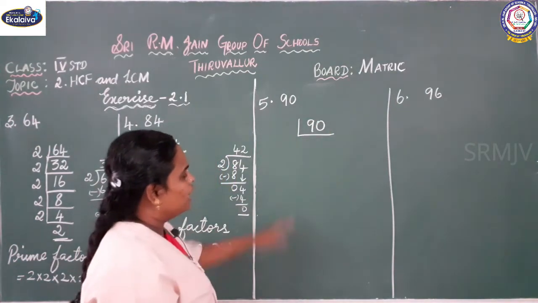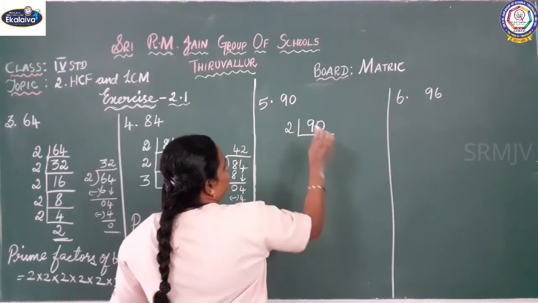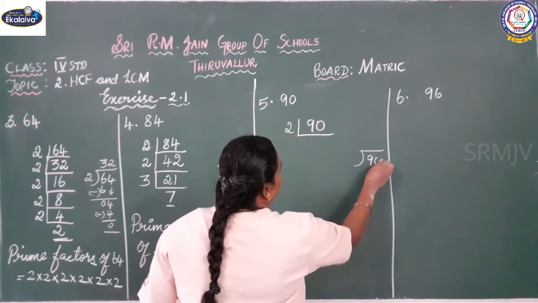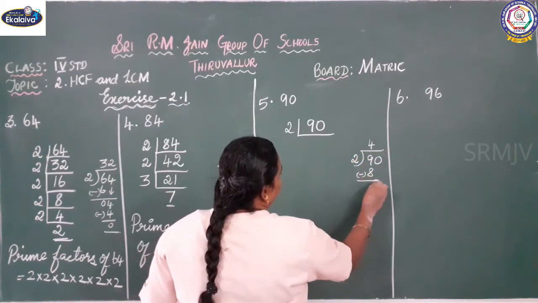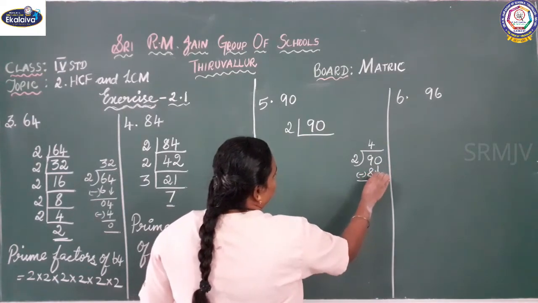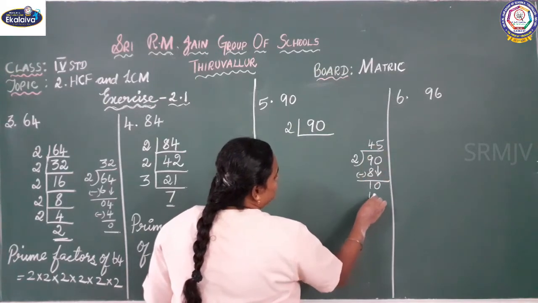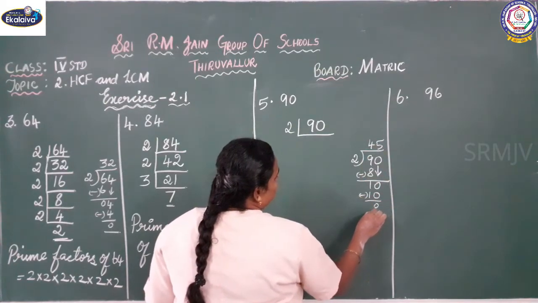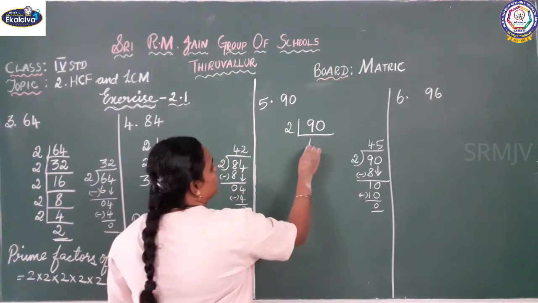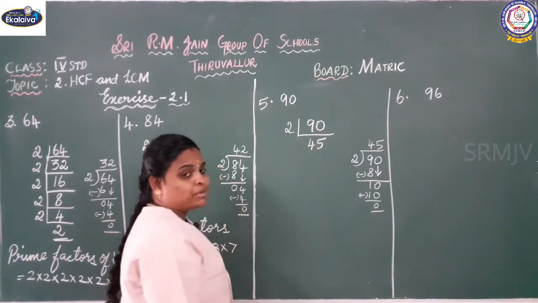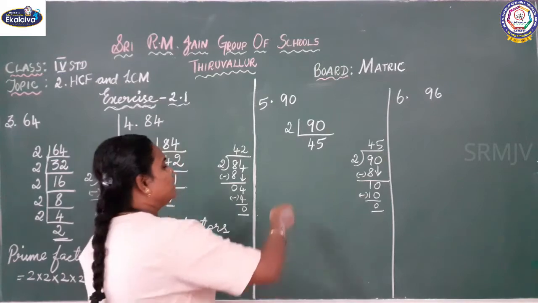See, listen children, again we will take 2. So if you are dividing 90 by 2, 2 4s are 8. So 9 minus 8, 1. So if you carry 0, 10. So 2 5s are 10. So 10 minus 10, 0. So how many times in 2 table? 2 45s are 90. Is 45 a prime number or a composite number? 45 is a composite number, so we can divide it again.